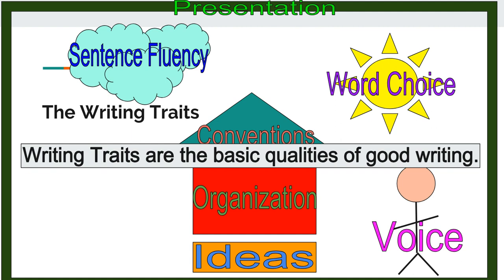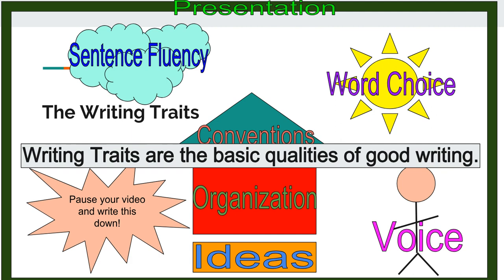Using these traits helps a writer plan and develop their writing and gives them a framework to follow, as well as criteria to evaluate and revise their work on. Every piece of writing should have all 7 traits, but these 7 traits may look different from genre to genre. Make sure you pause your video and write down that writing traits are the basic qualities of good writing.